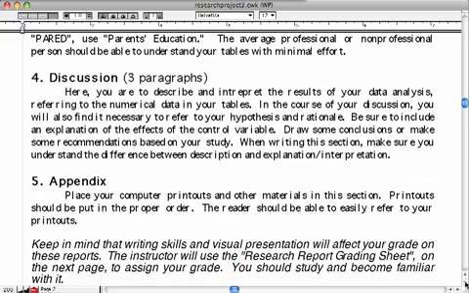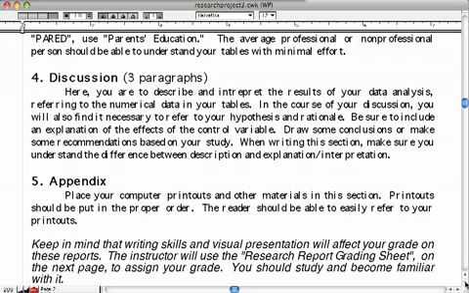Okay, for the next section, discussion, 3 paragraphs. Now, you ran the data, you created a bivariate table, you created a multivariate table. Now, look at them, and I want you here to describe and interpret the results of your analysis, looking at your numbers, your numerical data. You might find it necessary to refer to your hypothesis and rationale, and be sure to include the explanation of the effects of your control variable.